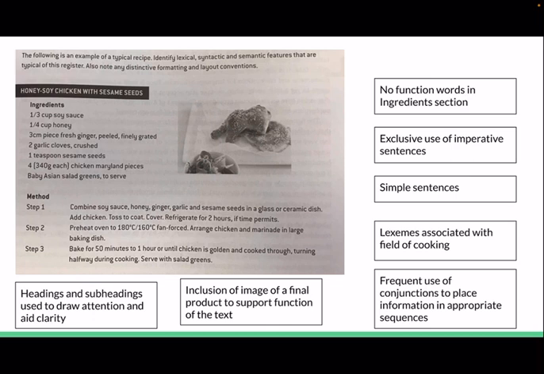There's simple sentences. The lexis is associated with the field of cooking. There's a frequent use of conjunctions to place information in appropriate sequences. So things like "then". There's inclusion of an image of a final product to support the function of the text, which is to instruct someone on how to make this honey soy chicken. And then there's headings and subheadings used to draw attention and aid clarity as well. So you know where the ingredient starts and ends and where the method starts and ends, and you have the title at the start to show what this recipe is actually for.